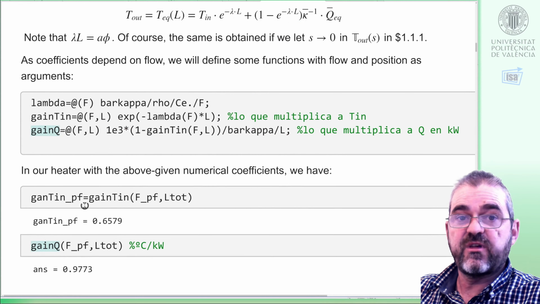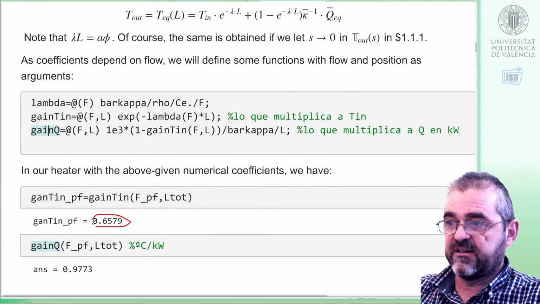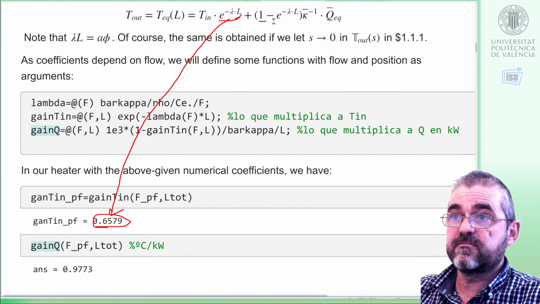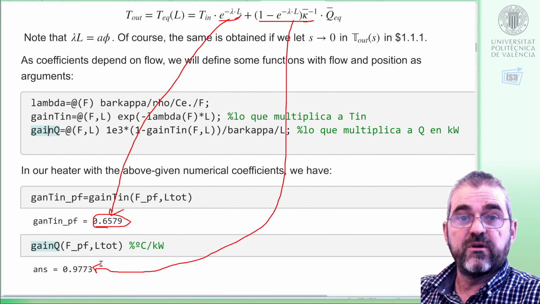In our actual heater with our data, the steady state will have a loss of 34% of the inlet temperature due to heat losses, and the heater will have a gain of 0.97 centigrades per kilowatt.